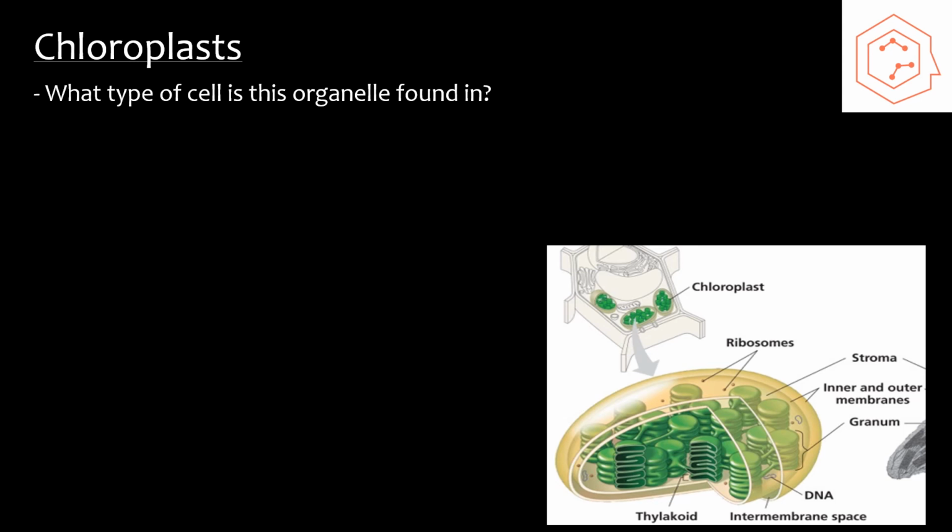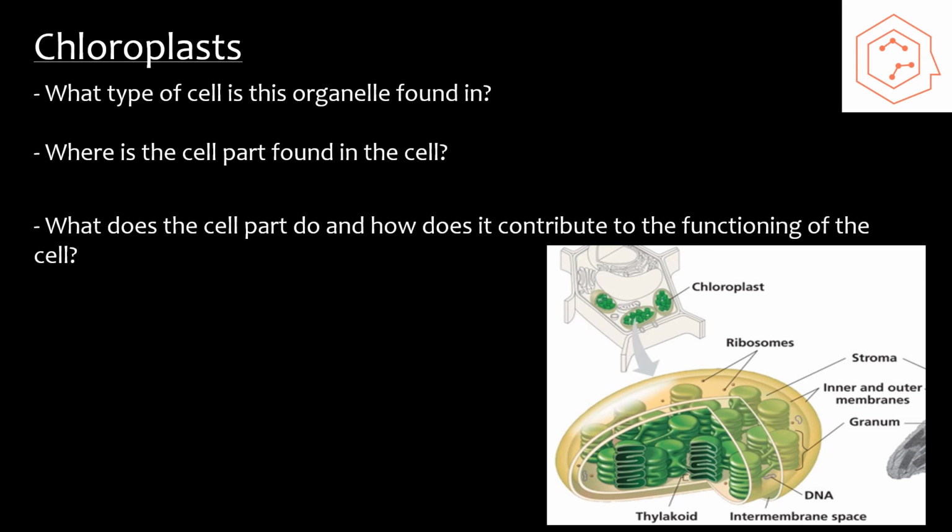Chloroplasts are found in plants and algae, and they're found within the cytoplasm. The main function of chloroplasts is to carry out photosynthesis. Photosynthesis is a process which uses sunlight to fix carbon from carbon dioxide to generate organic molecules that are energetically rich, such as glucose.